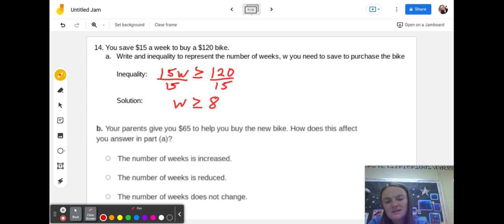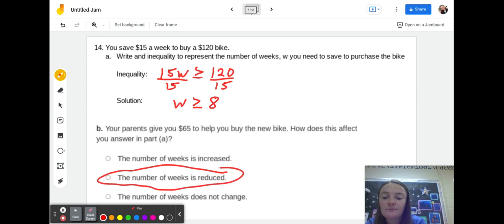answer? Well, this is pretty obvious here. If your parents gave you $65, you wouldn't have to work more to get 120. You'd actually have to work less. So we'd say the number of weeks would be reduced.